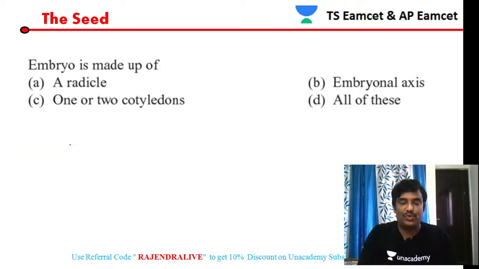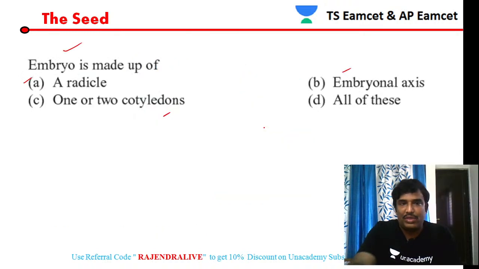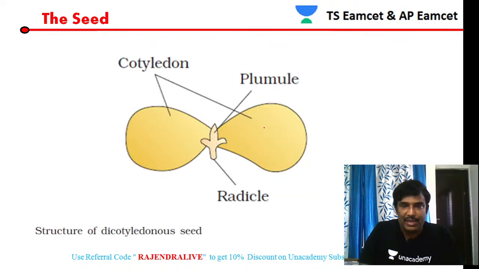So let us move to the next question, students. Next: the embryo is made up of what? No doubt the embryo contains radicle, the embryonal axis, and one or two cotyledons. Now you see this is a typical embryo, based on the previous question.